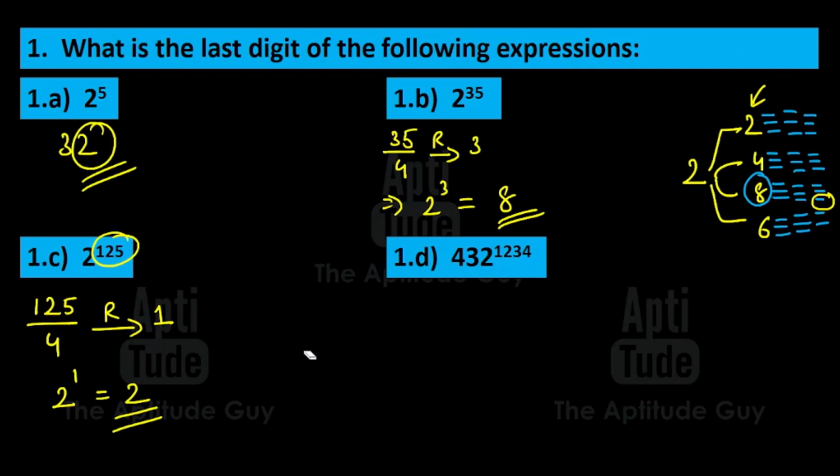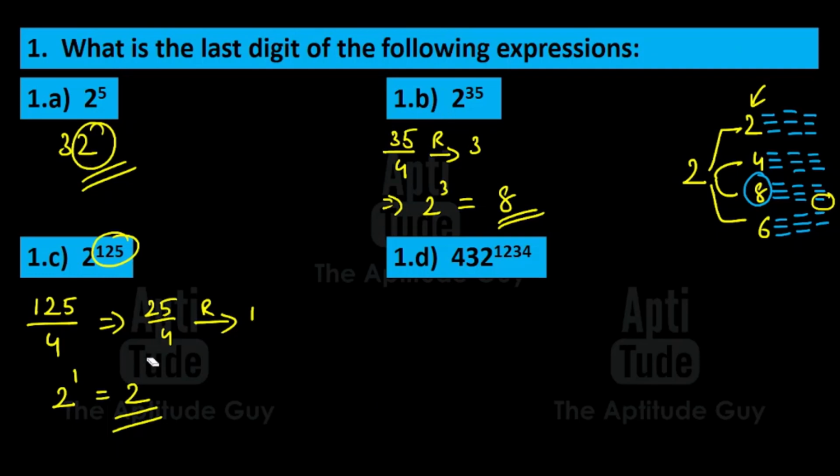Okay. So since we are dividing 125 by 4, isn't it the same as telling we have to just divide 25 by 4? Because we only care about the last two digits, right? Exactly. So instead of doing 125 by 4, you can simply do 25 by 4. And 25 by 4, what is the remainder? The remainder is again 1. It's the same remainder. That's it. So again 2 to the power 1, which is 2.